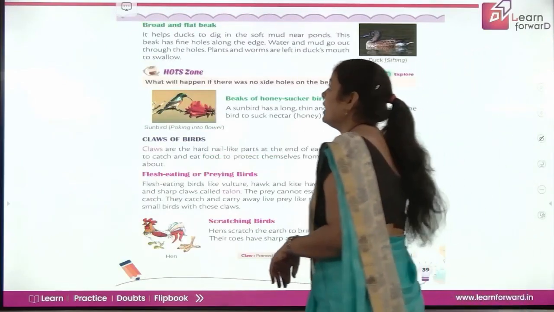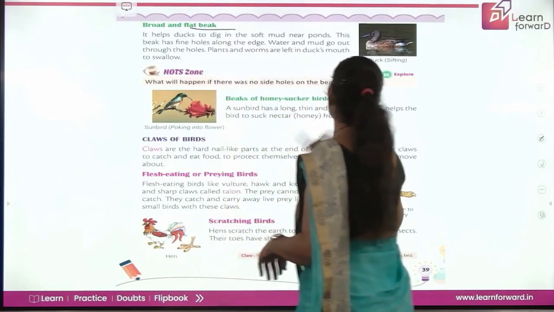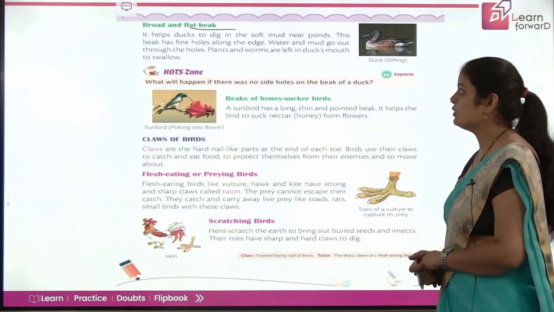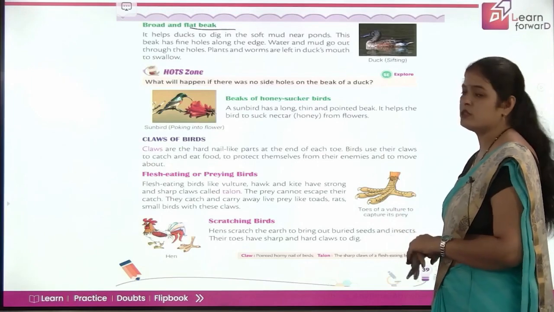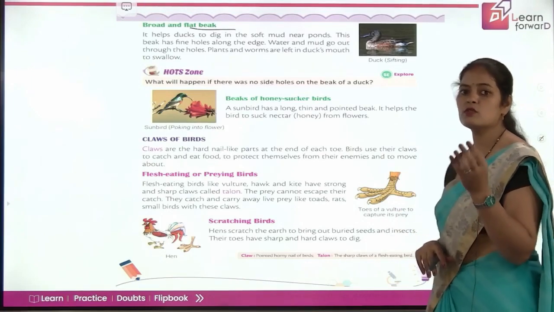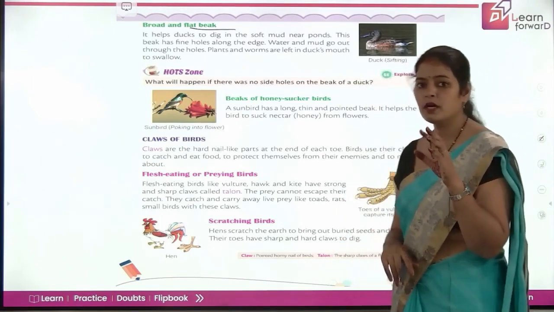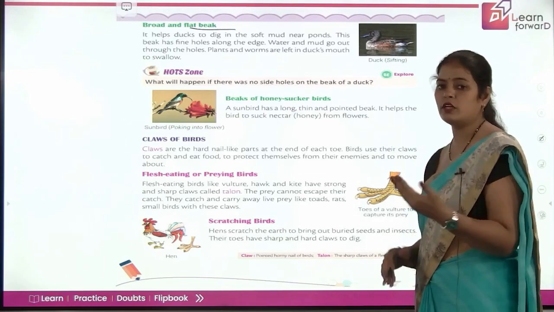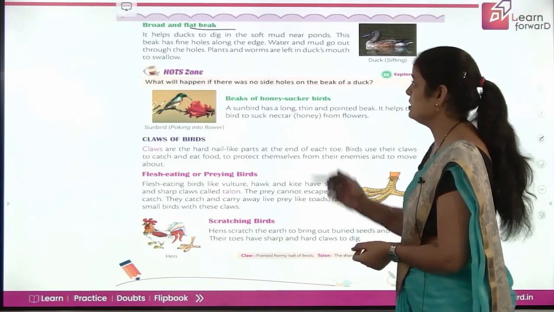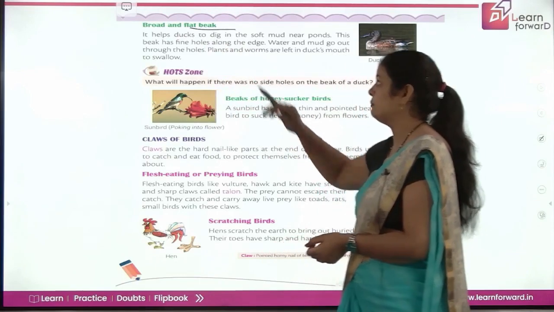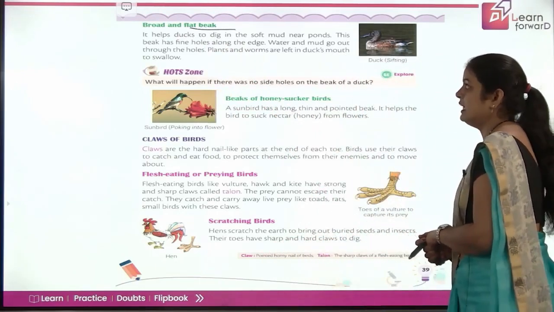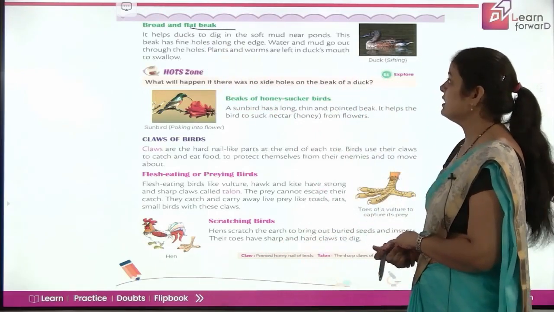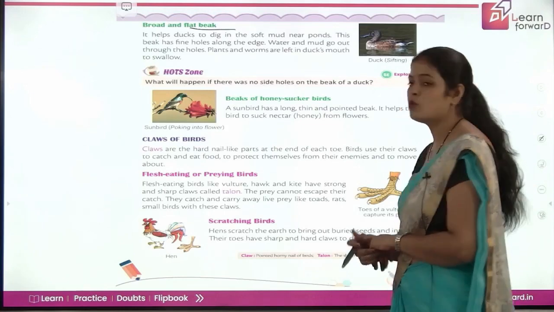Next is the broad and flat beak. The example is the duck. It helps the duck dig in the soft mud near ponds. Near ponds there is soft soil called mud because it has more water content in it. So this broad and flat beak helps ducks dig in the soft mud near ponds. This beak has fine holes in the side.